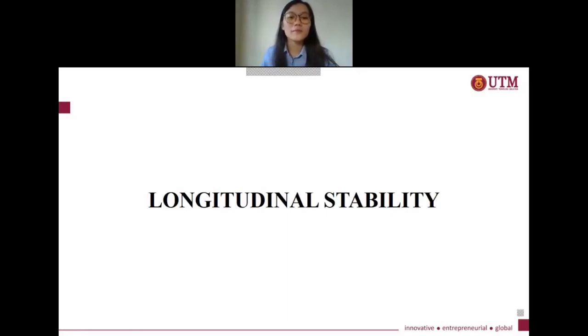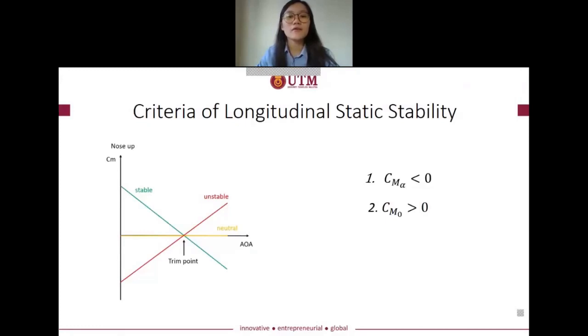Now let us look into the longitudinal stability. This is important to ensure a stable aircraft is designed. First and foremost, the criteria of longitudinal static stability is investigated. First, Cmα is less than 0. Second, Cm0 is more than 0. The figure shows the moment coefficient curve of stable and unstable aircraft.